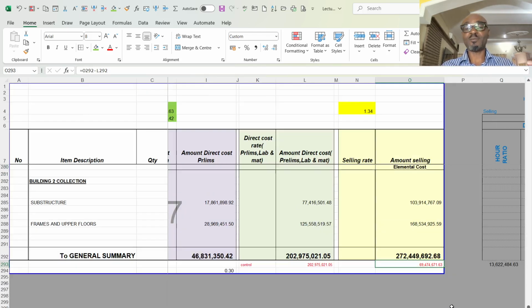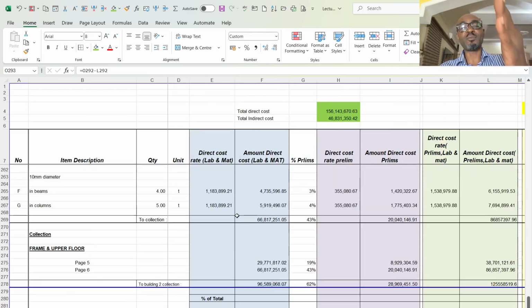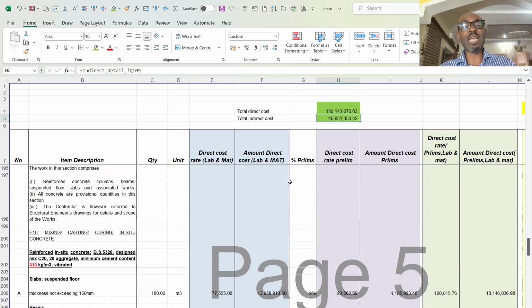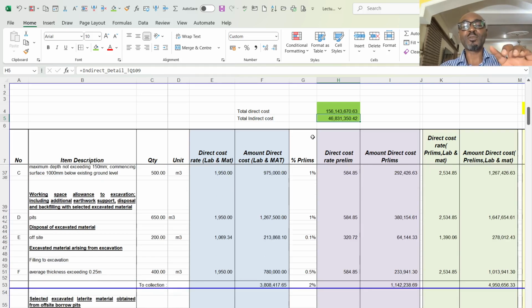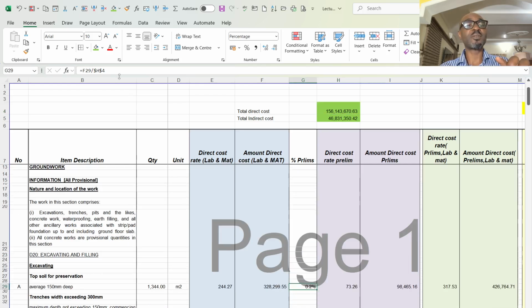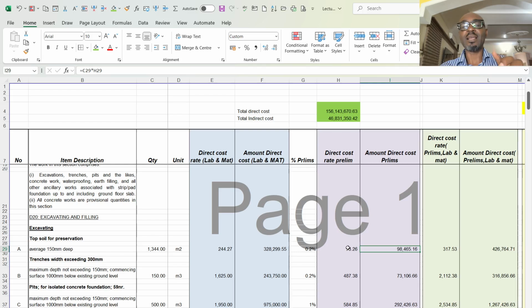So as you can see, I started from, first of all, getting my direct cost. I now got my indirect cost. Then I brought it up here. Then I got the percentage of the amount of each of the items to the 156 million. It gave me the percentage that I'm going to take as the percentage for each of these items from the 46 million.